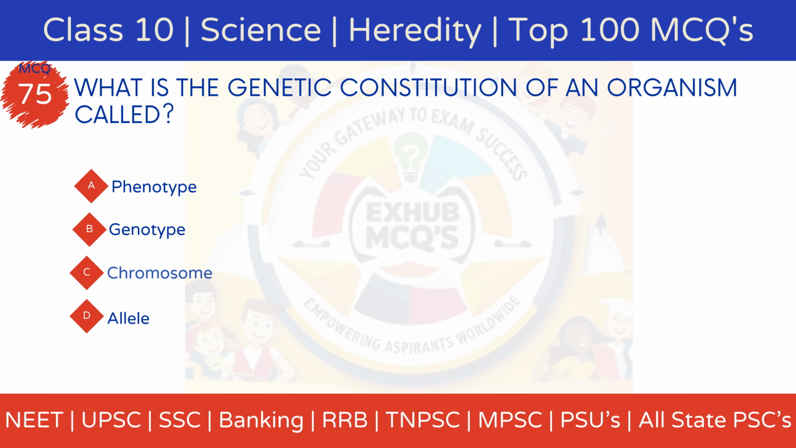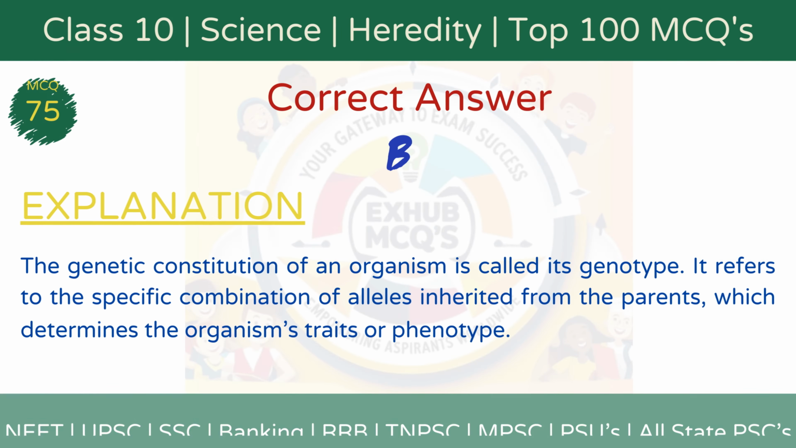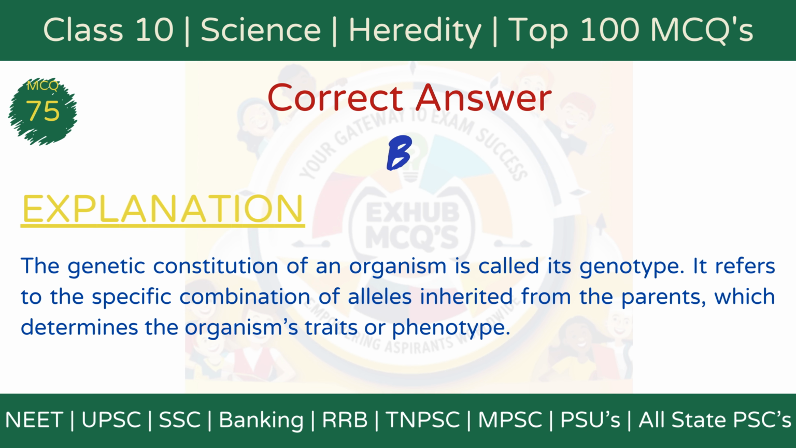MCQ 75. What is the genetic constitution of an organism called? Option A, phenotype. Option B, genotype. Option C, chromosome. Option D, allele. The correct answer is option B. Genotype. Explanation. The genetic constitution of an organism is called its genotype.